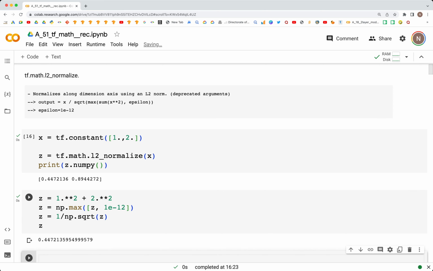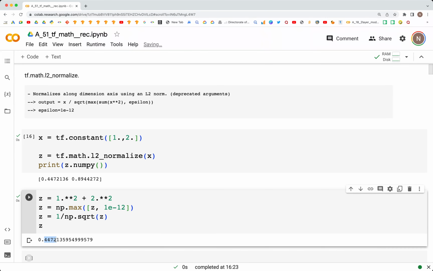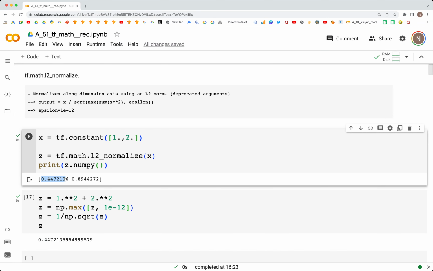So this value, 0.4472136, is pretty close to the value we have here at index location 0. So that's how we can calculate the L2 normalized values in TensorFlow math.